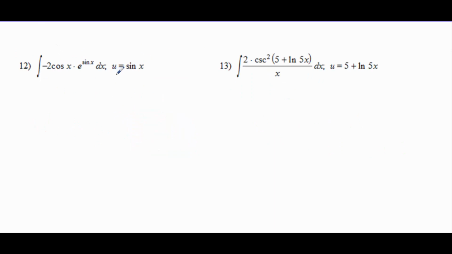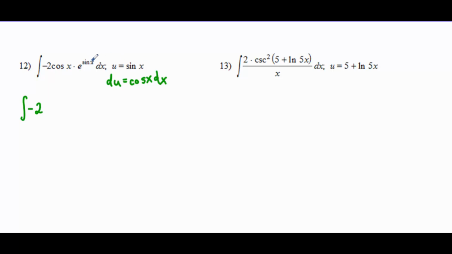12 says u is sine x, so the derivative of sine x is cosine x. And so that's up here at the front of my problem. I have negative 2 cosine x that I'm comparing to regular cosine x. And so that's going to give me negative 2.